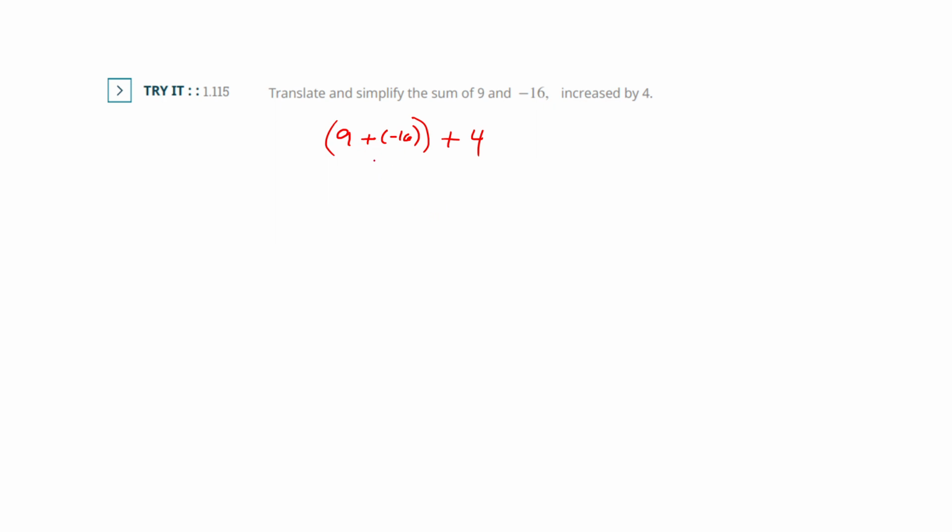Okay, now let's clean this up. We've got to work inside the parenthesis. I've got a plus and a minus, so I'm going to make that just a single minus from our rules before. Now you have 9, you owe me 16. You owe me 7. Now there's nothing else to do in that parenthesis, so I just got rid of it. So you owe me 7, you add 4, you get negative 3.